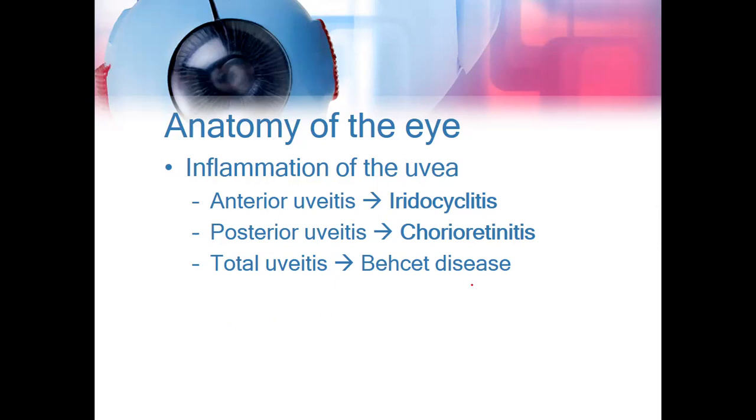Since this disease is actually global in the eye, we will have a total uveitis, okay? That would include the anterior and posterior parts of the uvea or vascular layer, right? So Behçet's disease could cause total uveitis or complete uveitis.